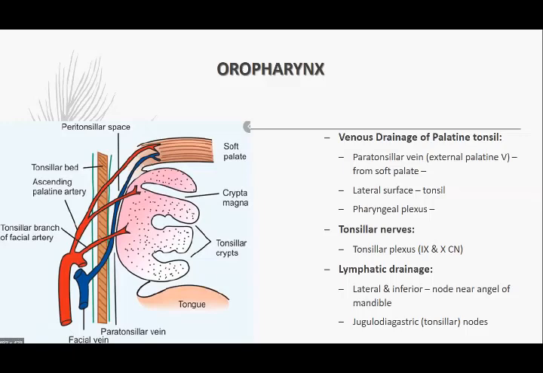The tonsillar nerves form a tonsillar plexus. The contribution to the tonsillar plexus comes from the vagus nerve and the glossopharyngeal nerve, that is, the 9th and 10th cranial nerves. Now, the lymphatic drainage of this tonsil.